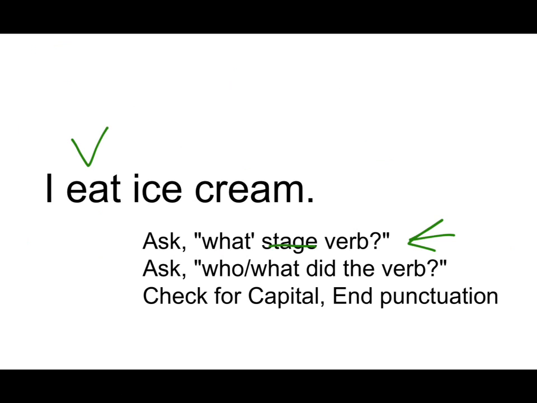So then we ask ourselves, who or what did the verb? So who or what eats the ice cream? And so that would be the subject, and that is I. So I eat ice cream. And we mark that with an S. So we always want to mark the main subject and the main verb of a sentence. And then, finally, we always check. And this is where students in English classes, math classes, science classes, they mess up. You need to check your work. Did you capitalize the beginning of a sentence, and did you end with punctuation?